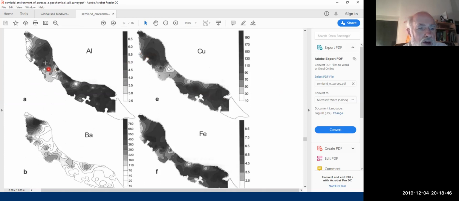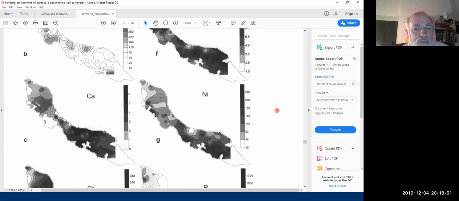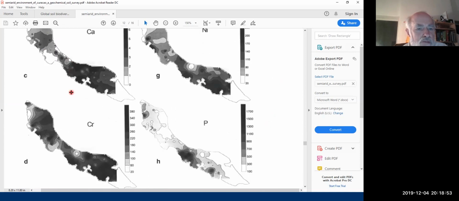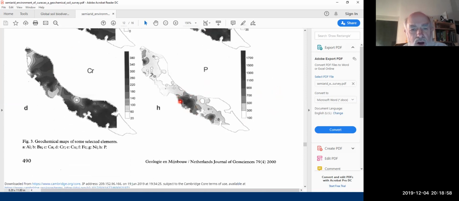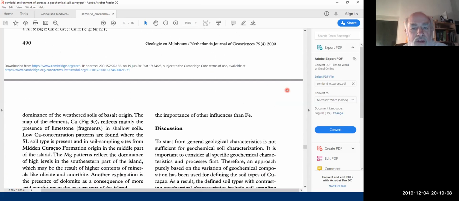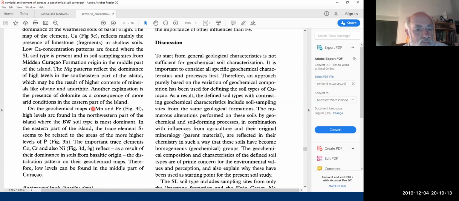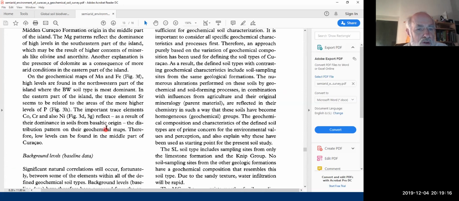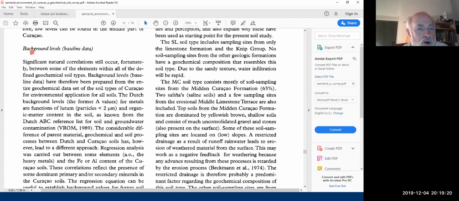And aluminum and barium and iron, nickel, calcium, chromium, phosphorus. So here's your high phosphorus zones. Maybe those are some agriculturally influenced soils or the Midden Curacao or something. So this is just some of the elements that they did. And then they discuss the distribution, and then what they call the background level.